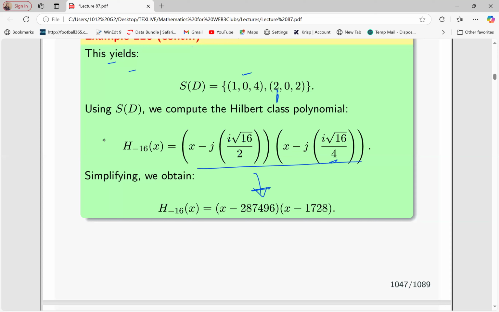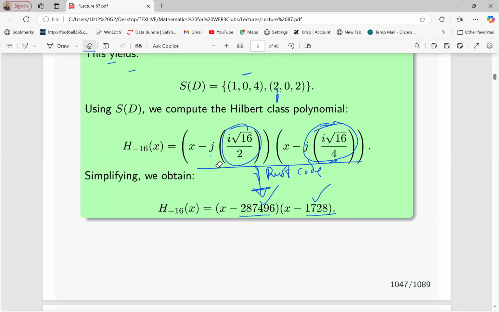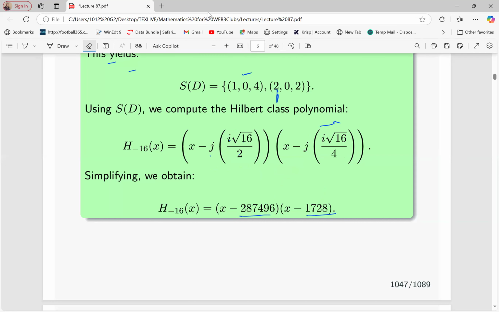How do you simplify this? From this step to this step, we are using our Rust code. I'm asking the Rust code for the j invariant at this position. What about the j invariant at this other position? Then it's supposed to give me these values: 28, that, and this, and the other one is supposed to give me 17, 28. So that's how you simplify using Rust code. You're not doing it manually at this point. So let me just share my Rust code for this.